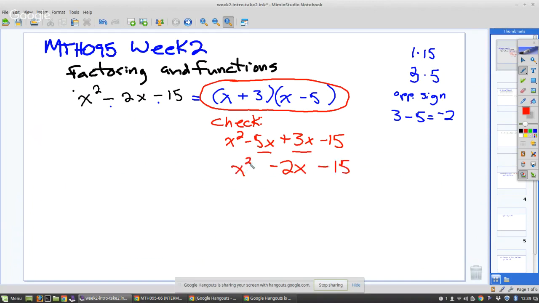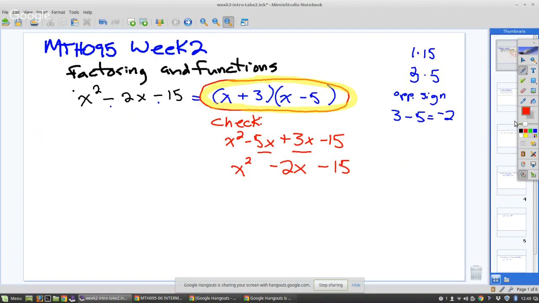X squared is right. Since x squared is a different kind of object than 2x, this is like a floor tile, a square, versus a piece of string, a length, x. And this is just 15. These aren't like terms, I can't take it any farther, but it does match what I started with. So I have confirmed that, yeah, this is indeed the answer right here. I factored x squared minus 2x minus 15.